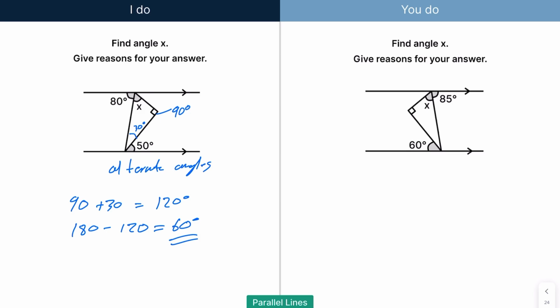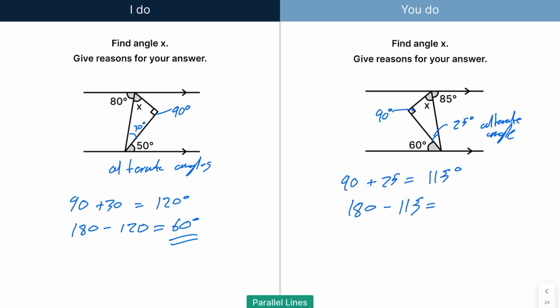And again, on the right, so exact same approach. This is an alternate angle. So you know that this whole bit here adds up to 85. We already have the 60, so we do 85 take away 60, and that gives me 25 degrees here. And the reason is alternate angles. And I know that this is 90. So that would just be 90 plus 25. And 90 plus 25 becomes 115. And just do 180, take away 115, and that gives you the missing angle X as 65 degrees.